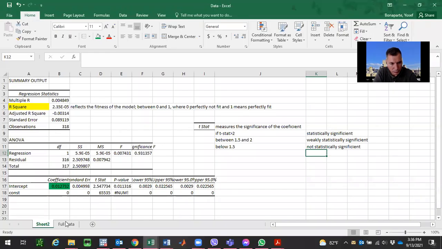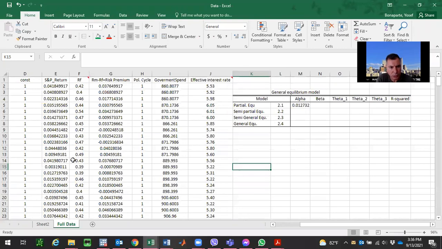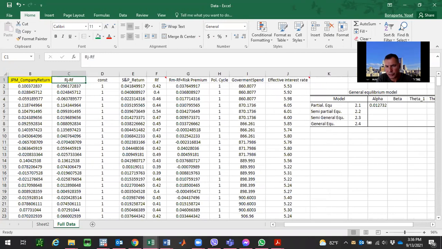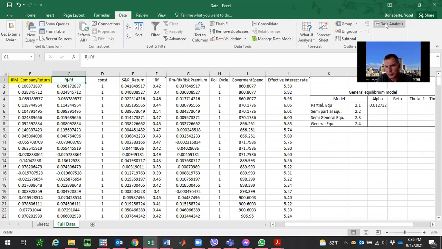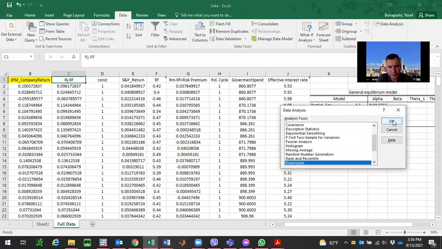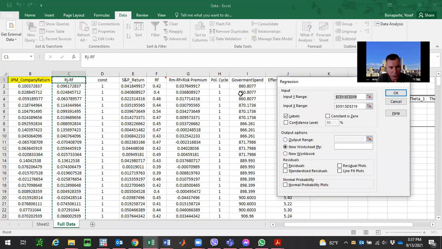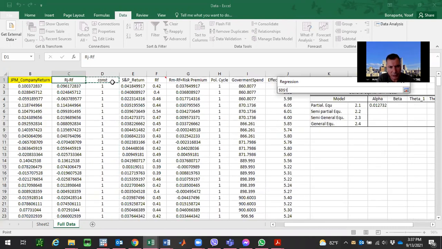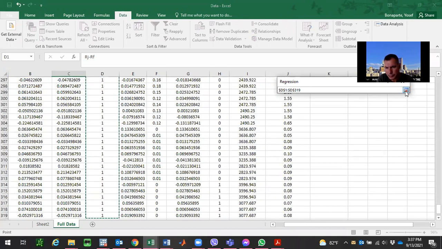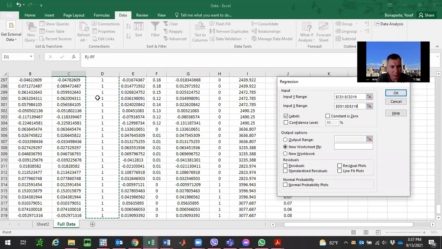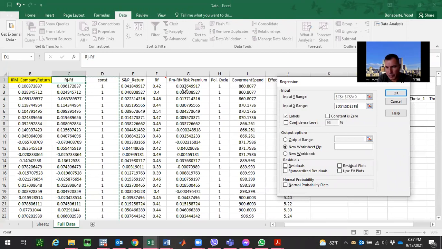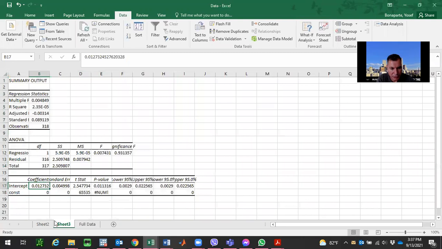So I'm going to do that again to make sure we got it. You go to Data Analysis, and you regress the Y over the X. The X, the constant is, and then you say labels, because we use the first row with the labels, and you click okay, and you get these numbers.